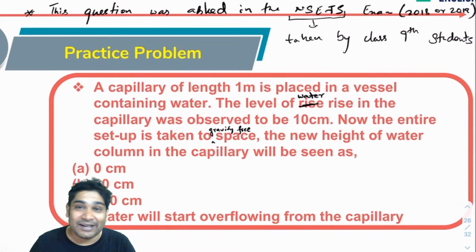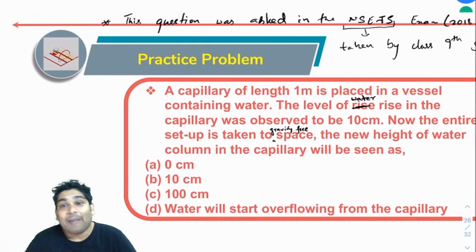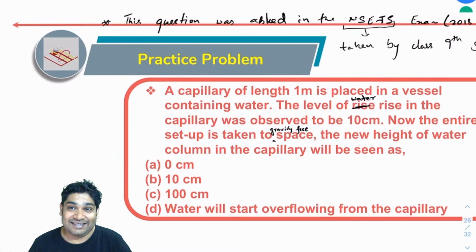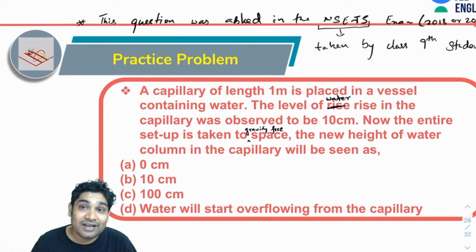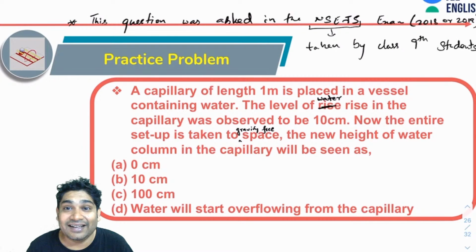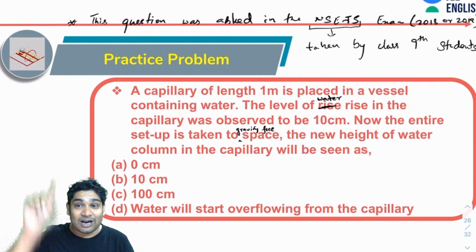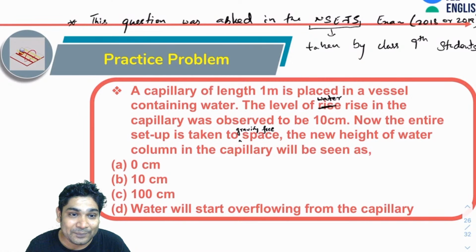What do you think is happening? When a capillary of length 1 meter is placed in a vessel containing water, the level of water rise in the capillary is observed to be 10 centimeters. Now the entire setup is taken into a gravity-free space. The new height of water column in the capillary will be seen as A 0 centimeter, B 10 centimeters, C 100 centimeter, or D water will start overflowing from the capillary.